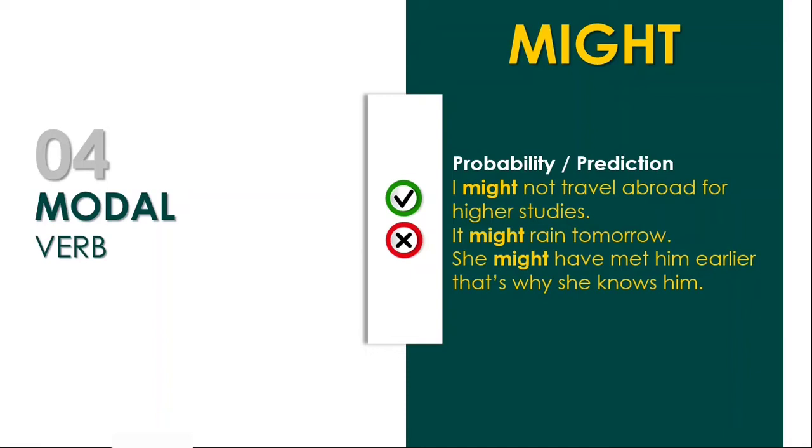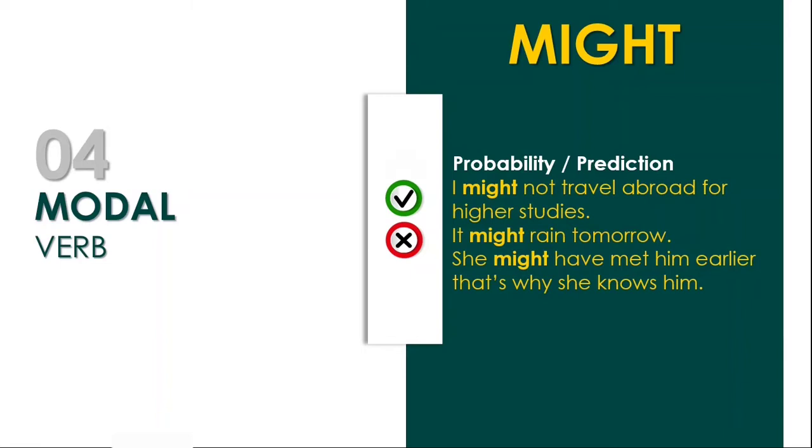I might not travel abroad for higher studies. It might rain tomorrow. She might have met him earlier. That's why she knows him. That's called you are making your assumption. हो सकता है कि वो उससे पहले से मिली हुई हो, तभी तो वो उसको जानती है इतना ज़्यादा, right? हो सकता है. You are not sure about something.